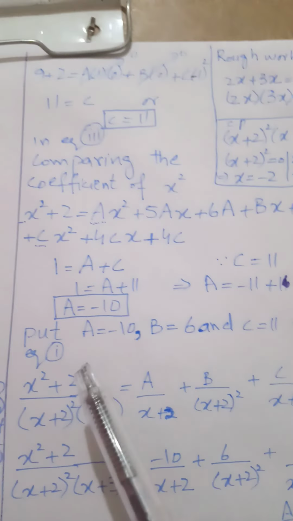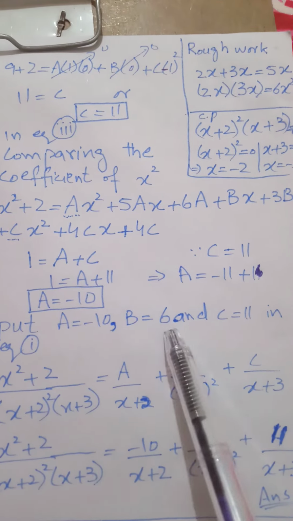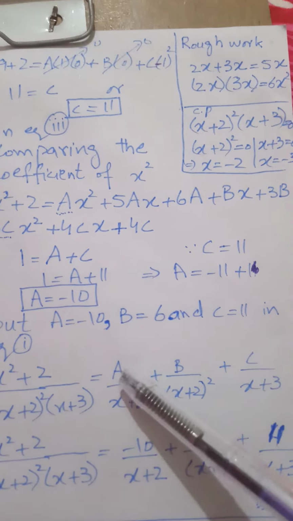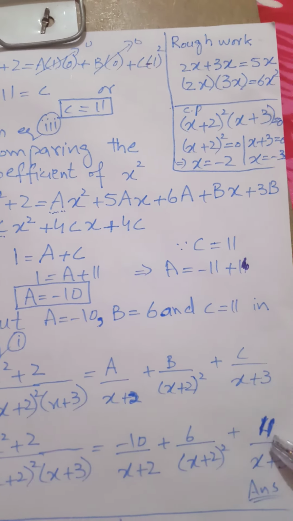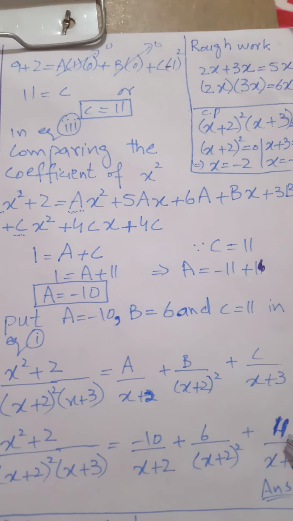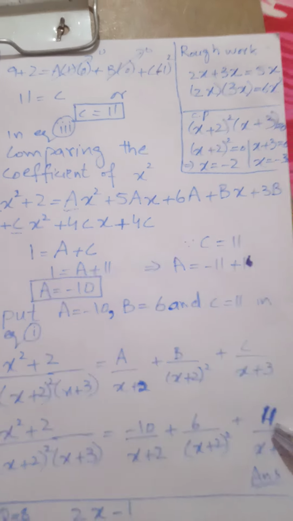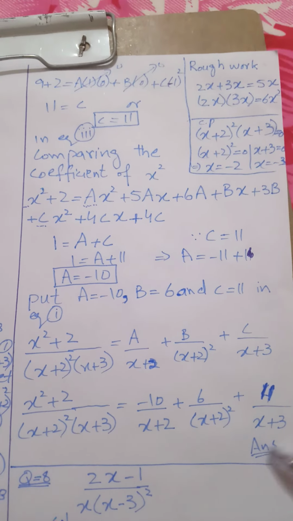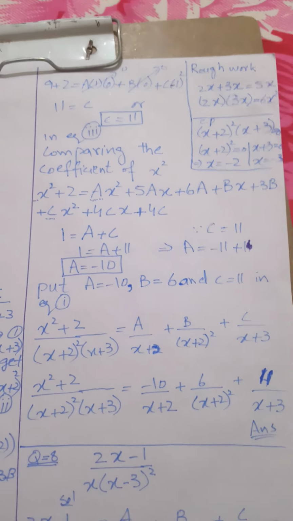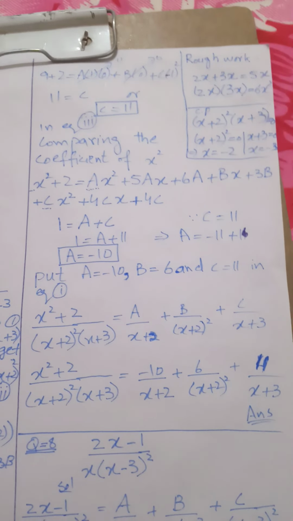These are the values: a is equal to minus 10, b is equal to 6, and c is equal to 11. So by putting a is equal to minus 10, b is equal to 6, and c is equal to 11 in the first equation, we get the solution. So this is the solution of question 7.